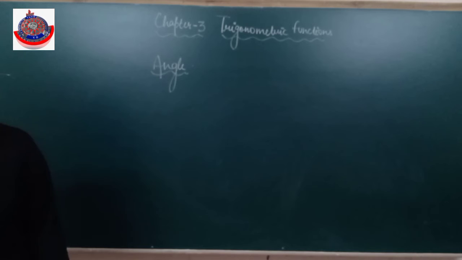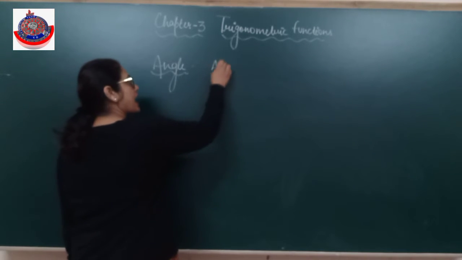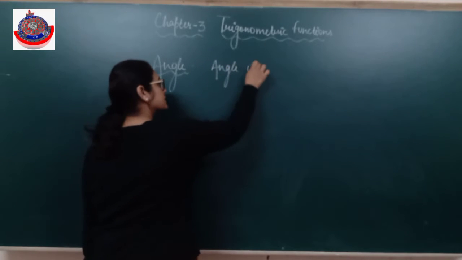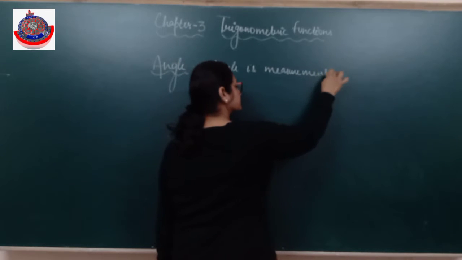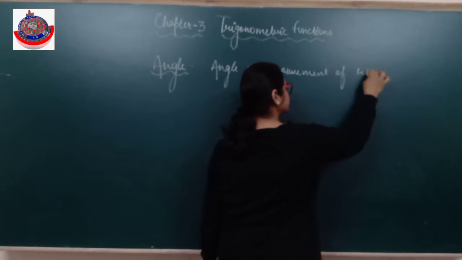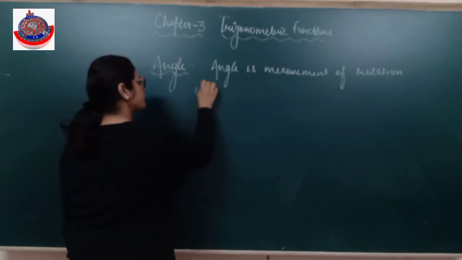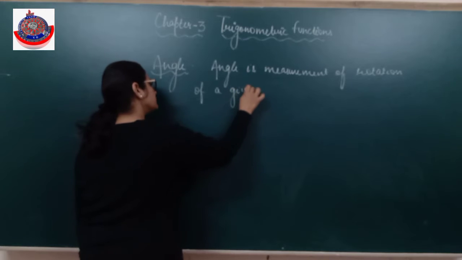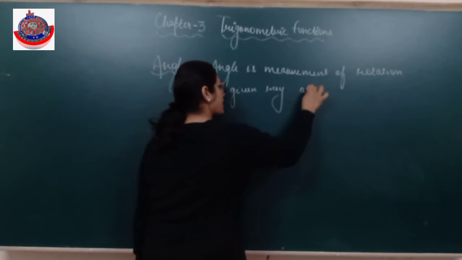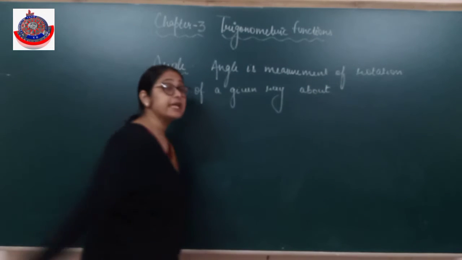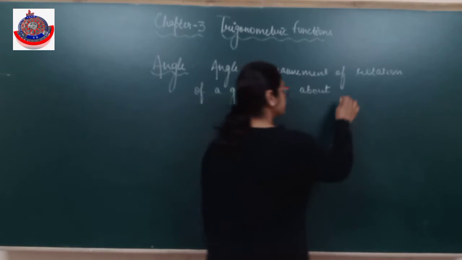Now what is an angle? Again, not a new concept. Angle is the measurement of rotation of a given ray about its initial point. About its initial point.